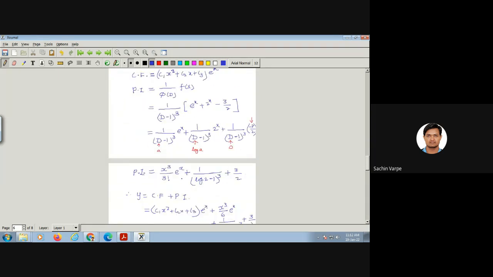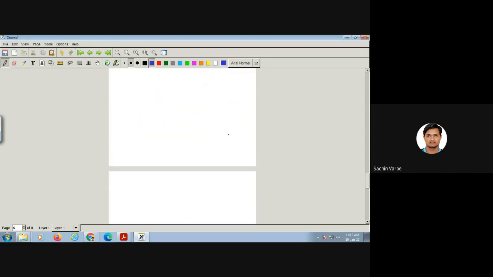Very good. So let us proceed with the next case. So case number 2 says when your right hand side function f of x is of this form sine of ax plus b, or it is of this form cos of ax plus b, then what to do? So let us get the formula first.